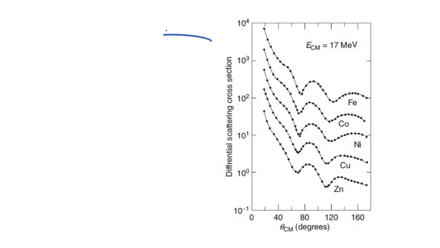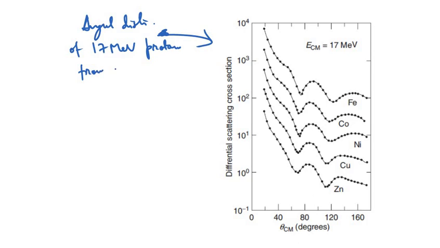So here we have the angular distribution of 17 MeV protons from nuclei with Z approximately 26 to 30, in this range. Now, the solid lines are theory, and the dots are experiment. So you see how theory nicely represents the experiment. And remember, for this calculation, all the 5 terms that we have previously shown have been used.